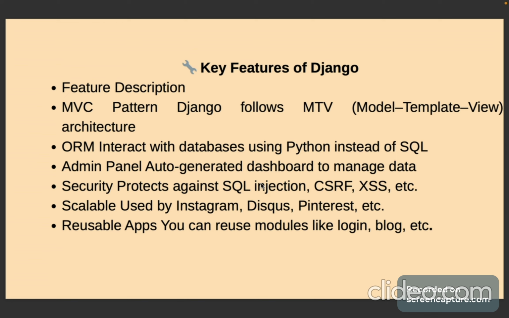It lets you interact with the database using Python code instead of writing raw SQL, right? In simple terms, you define a model, and Django ORM converts it into a database table. You can create, read, update, delete data using Python code, right? Security: protects against SQL injection, CSRF. Scalable: used by Instagram, Pinterest, Disqus, etc. Reusable apps: you can reuse modules like login, blog. Okay.